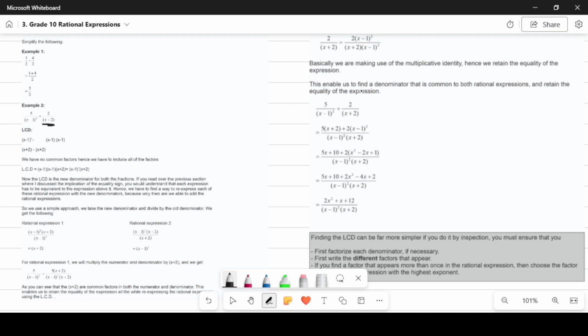This enables us to find a denominator that is common to both the rational expressions, and we retain the equality of the expression, everything that I've discussed so far. So we have this fraction, we have that fraction. Now since the denominators are the same, I can just add the numerators. So 5 into x plus 2, that's there, plus, which comes from the question, 2 plus 2 times x minus 1 all squared. We have that there already.